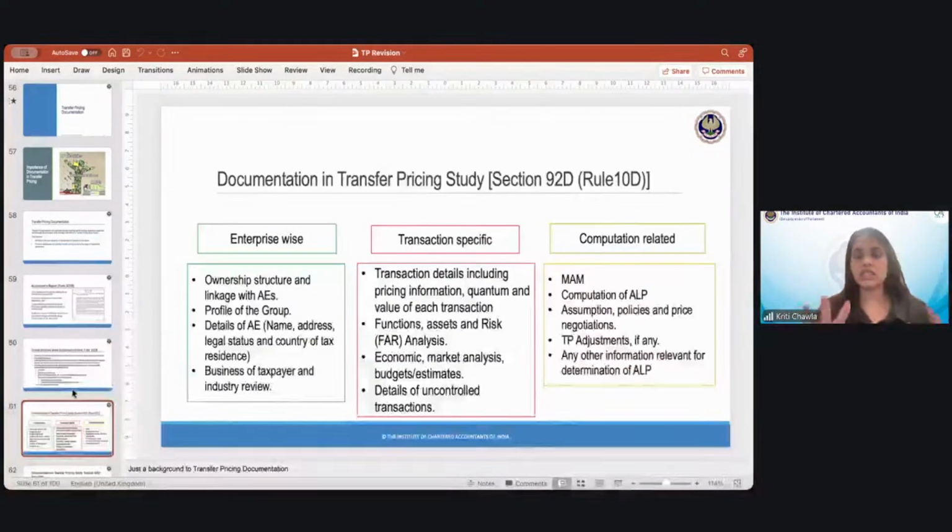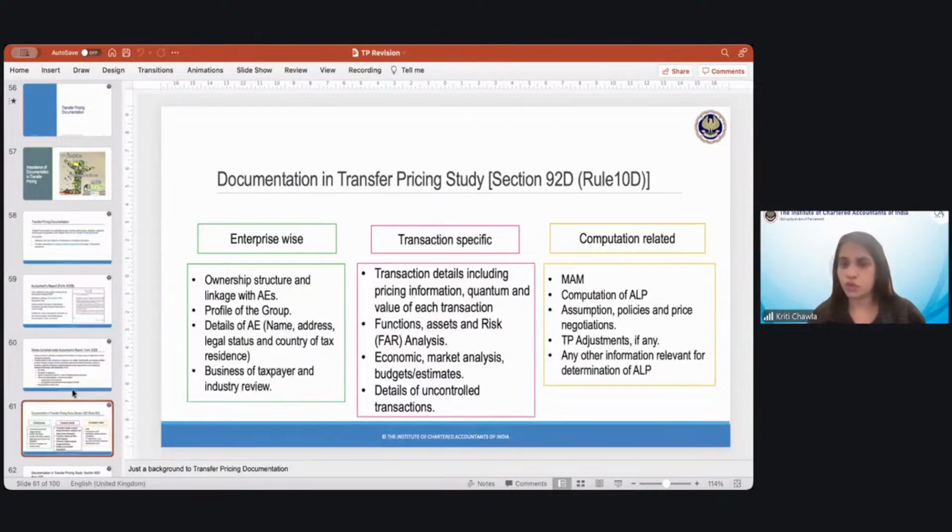And this is what a TP study really looks like. This is coming from section 92D, rule 10D of the income tax rules. It is a very elaborate document, which will give all the information relating to the enterprise: the ownership of the enterprise, the group structure, the details of the AEs, etc. Then it will talk about all transaction specific details also. So, what is the value of international transactions, what is the FAR analysis, what is the economic analysis, and then it will also talk about all the computation.